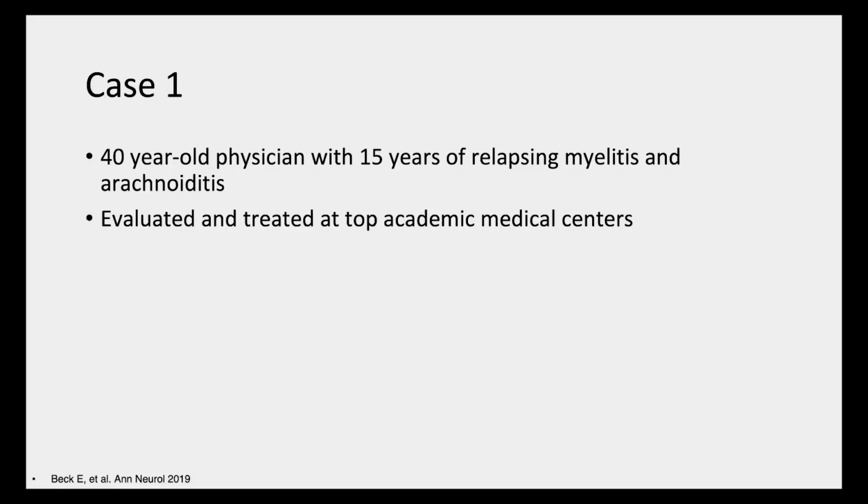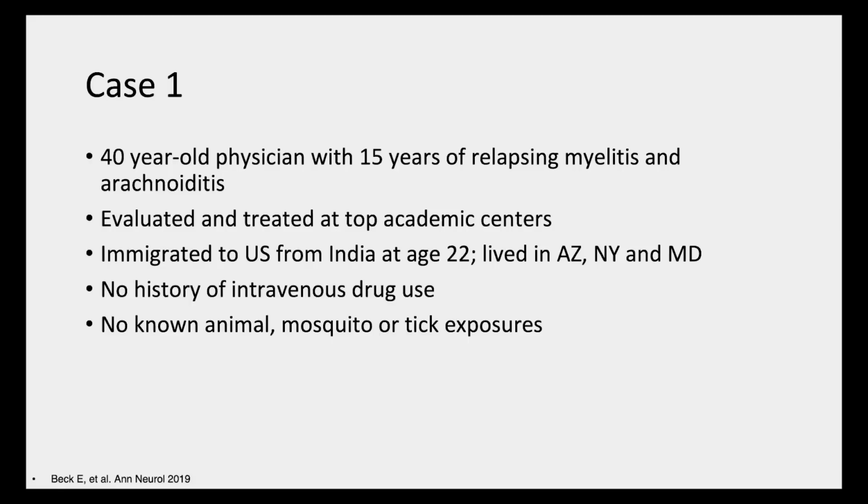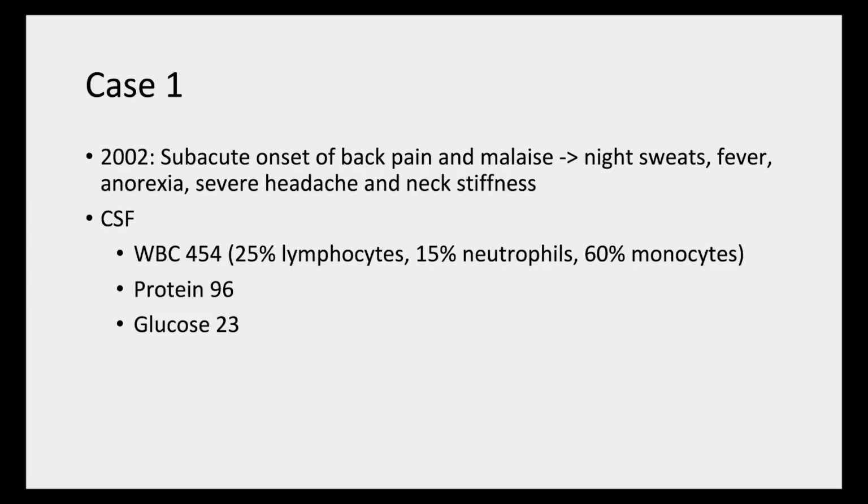She'd been evaluated at a number of top academic centers around the country. Her history: she immigrated to the U.S. from India at 22 years old, and lived in Arizona, New York, and Maryland. She didn't have a history of drug use and didn't have any known animal, mosquito, or tick exposures. But then in 2002, over a period of days, she developed back pain and malaise. She had night sweats, lost her appetite, and had a headache and neck stiffness, all symptoms that are common when someone has a meningitis.